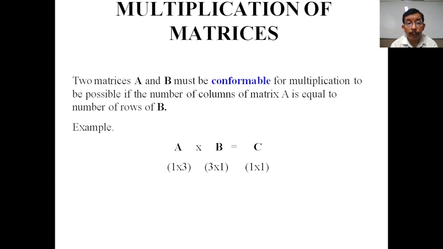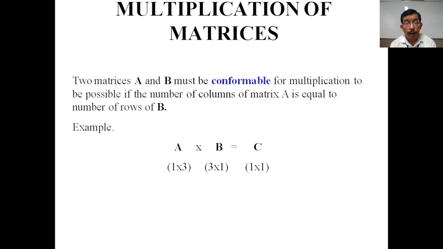Multiplying two matrices means the number of columns in matrix A must be equal to the number of rows in matrix B. If the number of columns in matrix A is equal to the number of rows in the second matrix, then the multiplication is possible. Otherwise, multiplication is not possible. This is the main condition of multiplication of matrices.